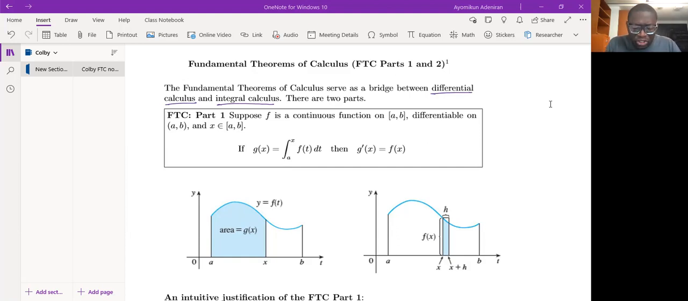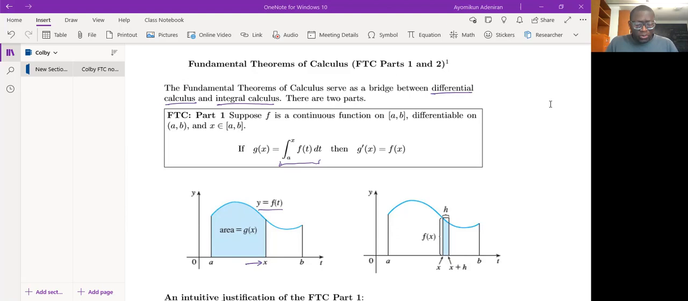Okay, so let's look at a picture that illustrates this for us. We can think about this integral here as the area so far under a curve. We're given this curve y equals f of t, and we're looking within the closed interval a to b. Our area is g of x, which is the area so far. x is like a variable that you can move forward or backward. So this is the area that has been covered so far under this curve.